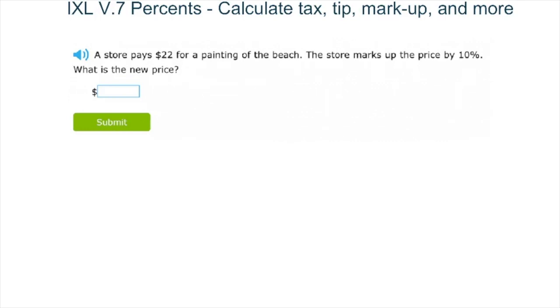Hey everyone, today we'll be taking a look at IXL V.7, which is about percents, and using those to calculate taxes, tips, markups, and more. So let's take a look at what each of these would be.